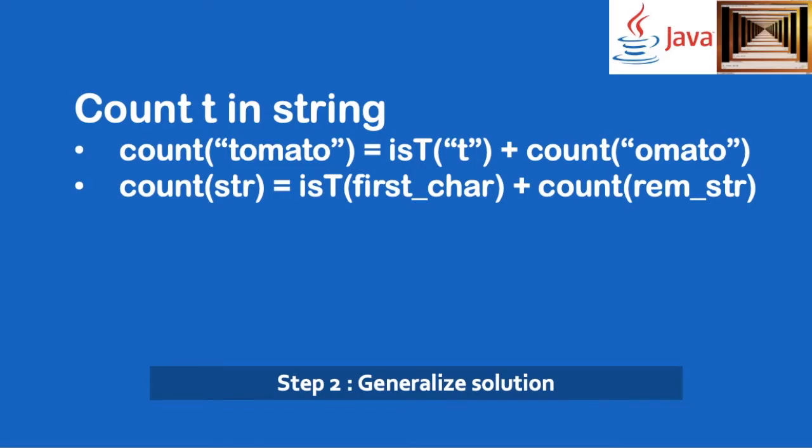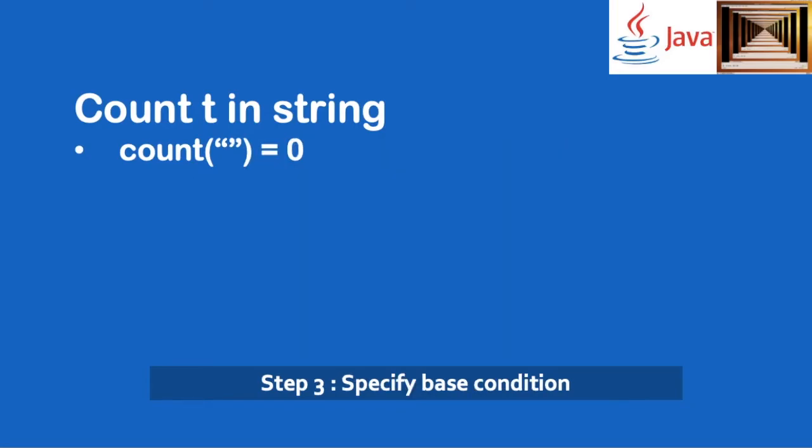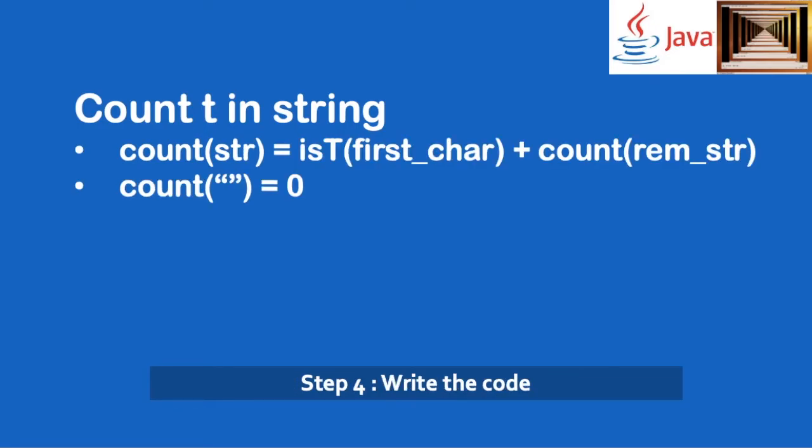Once we have done it, we move to step 3, which is specify base condition. In strings, typically the base condition is an empty string. So count of an empty string will obviously be 0. It has no t in it. So if we recap, what did we do so far? Count str is equal to isT first char plus count of the remaining string, and count of an empty string is 0.